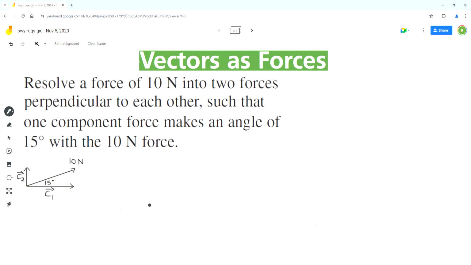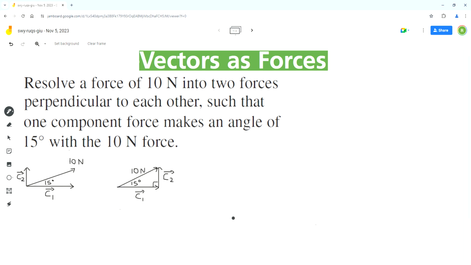For that, we'll have to draw a vector triangle for vectors C1, C2 and the 10 Newton force. So we'll arrange C1 and C2 vectors in tip to tail or head to tail format, because C1 and C2 vectors are perpendicular to each other. So together they will make a right angle triangle, and the 10 Newton force will be the hypotenuse in this right angle triangle. We'll use this triangle to find the magnitude and direction of C1 and C2.